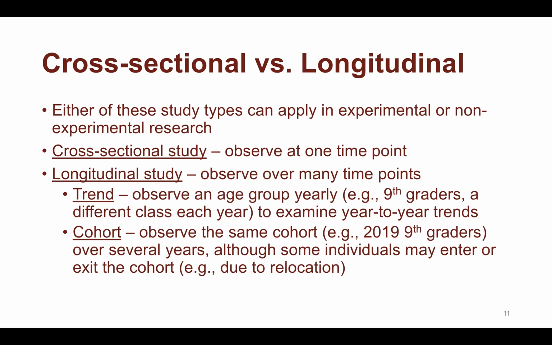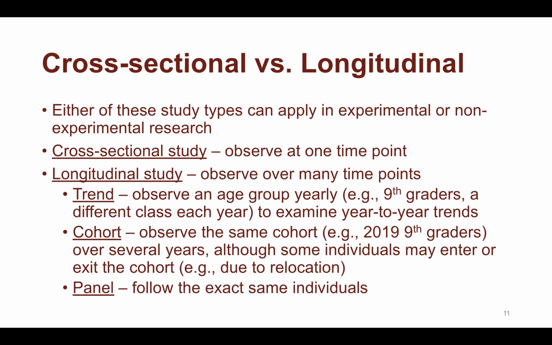In a cohort study, you're also not going to be observing exactly the same people, but you're going to be observing the same cohort of people over the course of several time points. So maybe over several years, you follow those ninth graders who were ninth graders in 2019, and then who are 10th graders in 2020 and 11th graders in 2021, et cetera. So you're following the cohort, but there may be some individuals that enter or exit the cohort just because their family moves to another area or something like that, or you have people coming in because they've moved to the school that you have participate in your study.